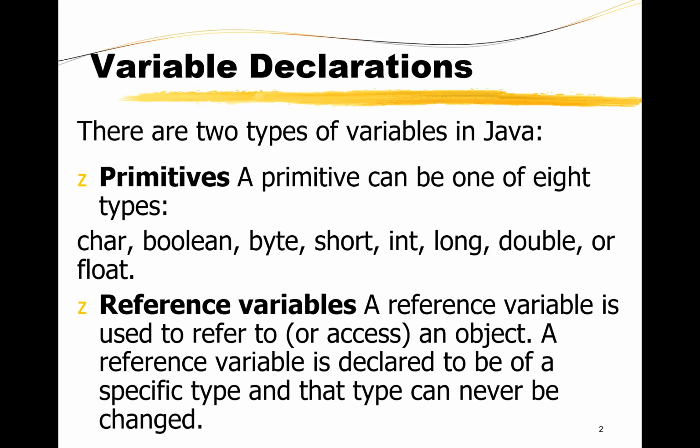Now, just don't worry about these reference data types. You will be able to understand when you are practicing it. For the time being, a primitive data type. There are 8 primitive data types: char, boolean, byte, short, int, long, double, float. Either it is a primitive data type or it is a reference data type.